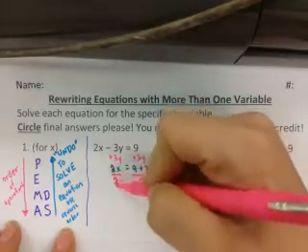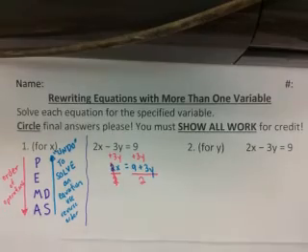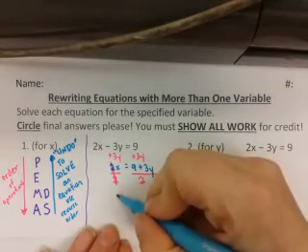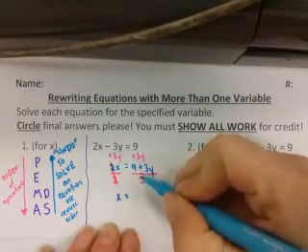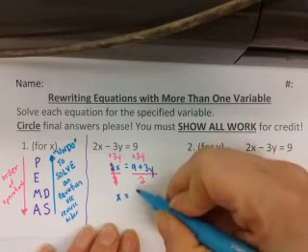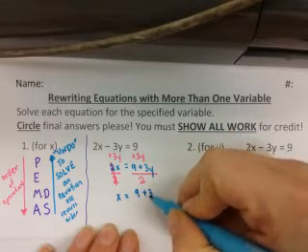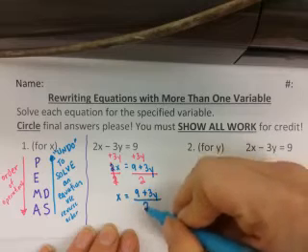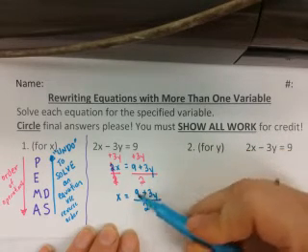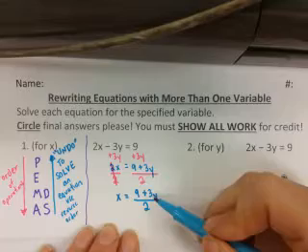When we do this, these 2's cancel out. So now we have x equals 9 divided by 2 is not a whole number, so I can leave this as 9 plus 3y over 2. Now remember, we could not combine the 9 and the 3y because they're not like terms.